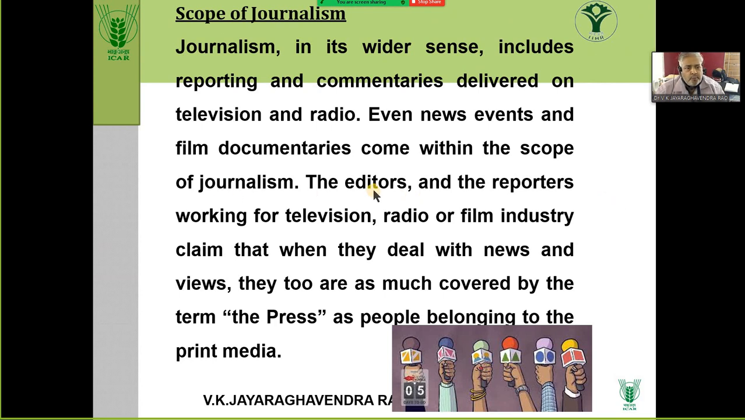Now, you may be an editor or you may be a reporter. An editor may be a very senior person. After some 10-15 years of service, you become a news editor. Otherwise you are only a reporter. Reporter is the chota, editor is a big fellow. They claim that what they deal with, news and views, they too are as much covered by the term press.